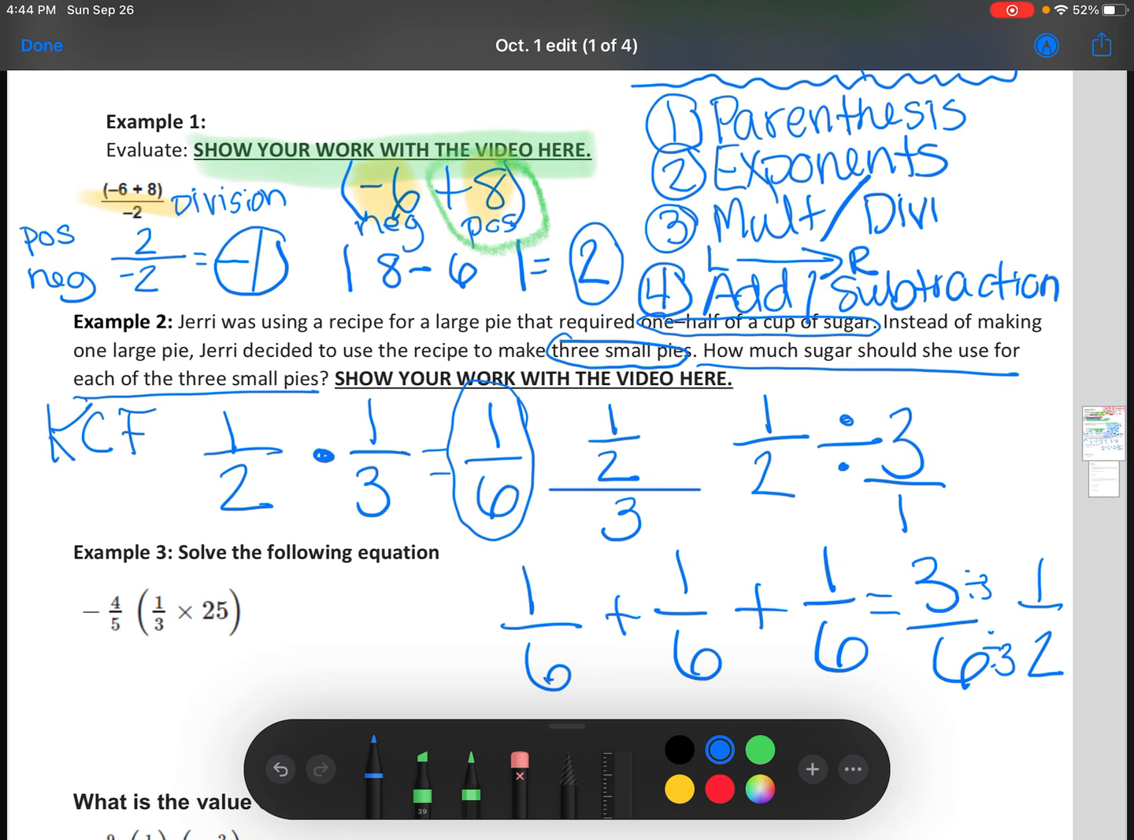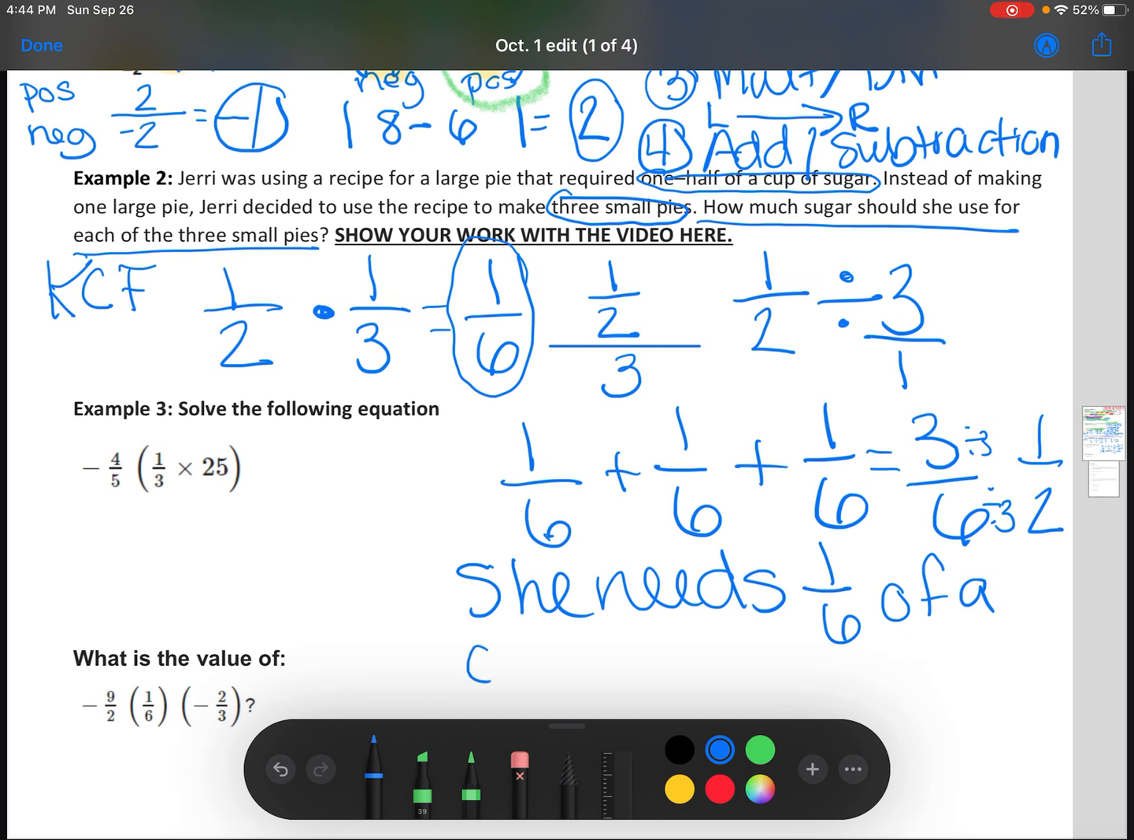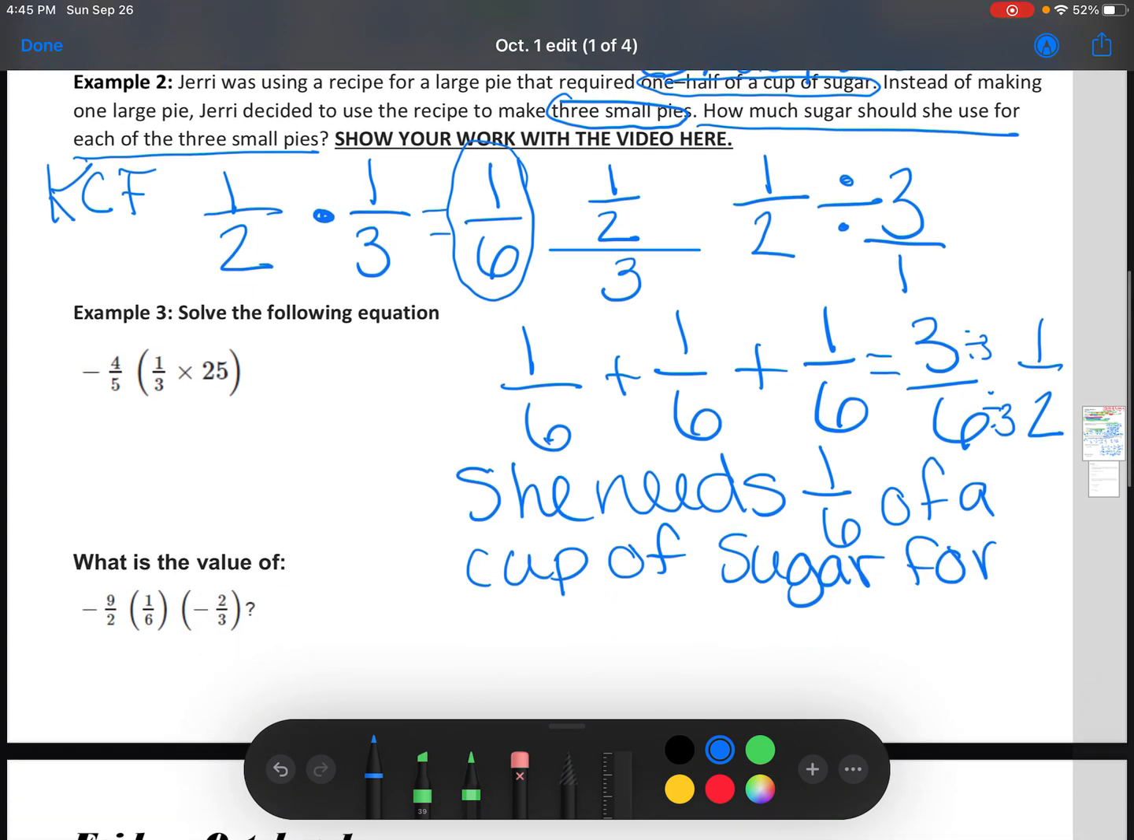So I would probably personally write something like, she needs 1/6 of a cup of sugar for each pie. Superb.